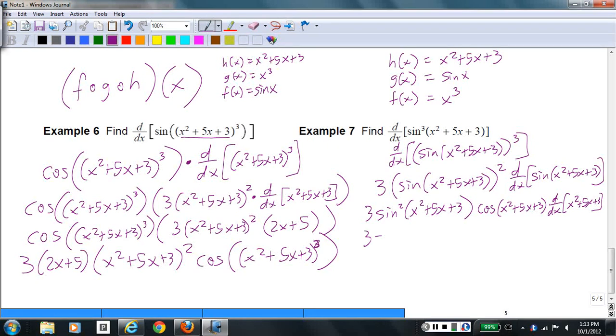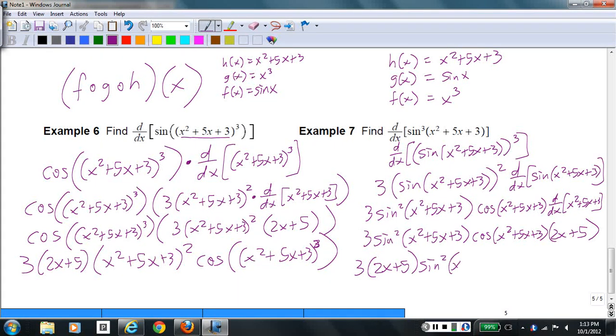3 sine squared of x squared plus 5x plus 3. Cosine of x squared plus 5x plus 3. And then times 2x plus 5. Maybe make it like that. Is it maybe a little bit ambiguous? Maybe grab the 2x plus 5 and bring it out in front. That's the only thing I might suggest. Otherwise, you could leave it like that. So 3 times 2x plus 5 times sine squared of x squared plus 5x plus 3 times cosine of x squared plus 5x plus 3.